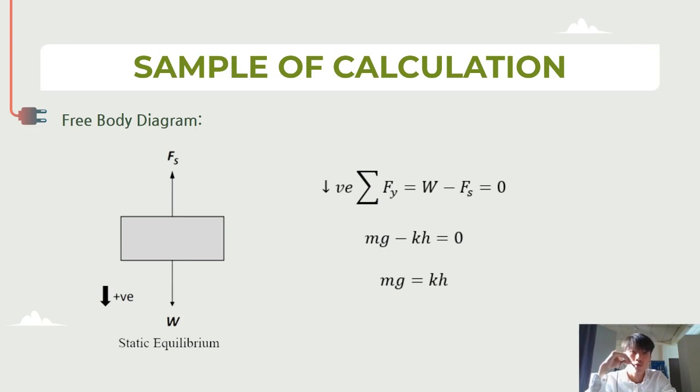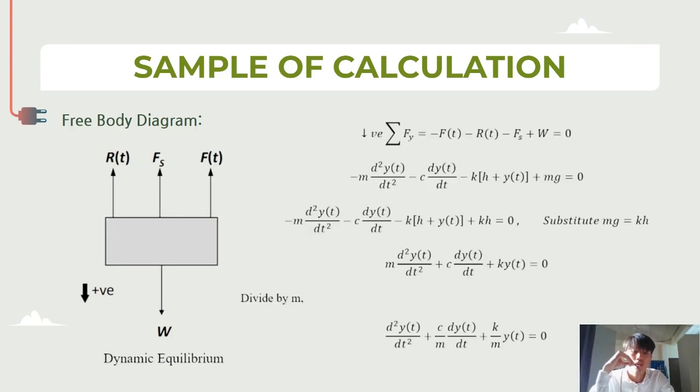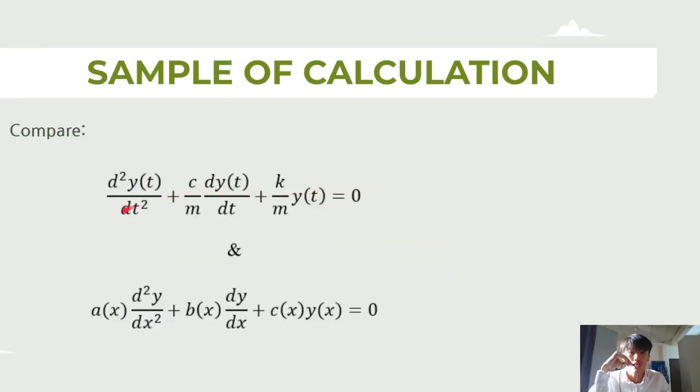Next, we apply the concept of force in equilibrium and we assume that the forces acting downward are positive and the summation of force in the y-axis is equal to 0. Thus, we get the equation mg equal to kh. In dynamic equilibrium, the method is the same. After we derive and substitute all the values, we can get this equation.